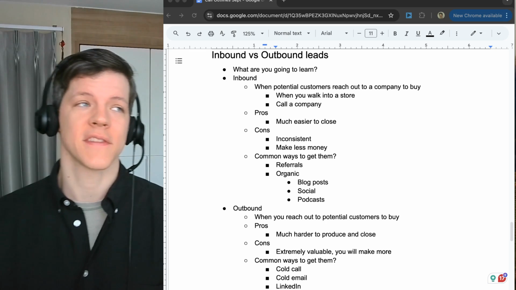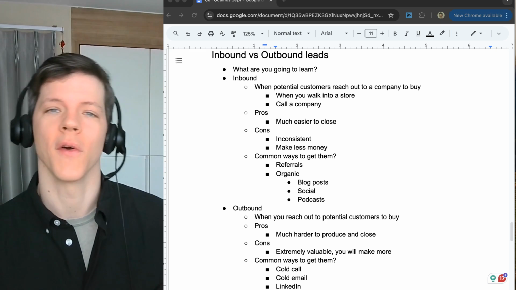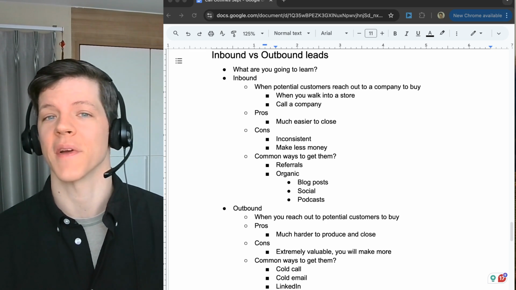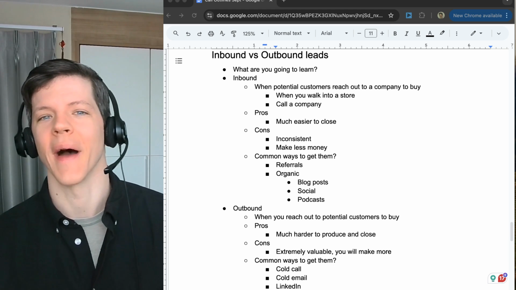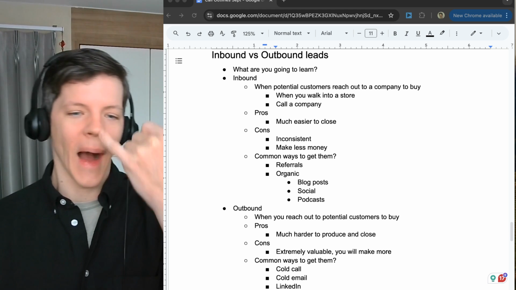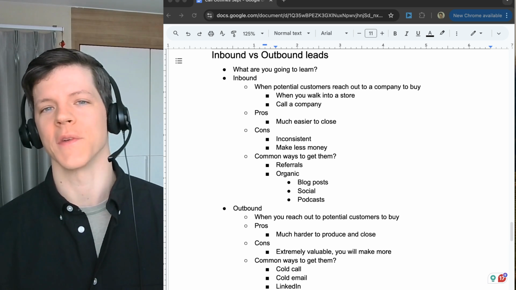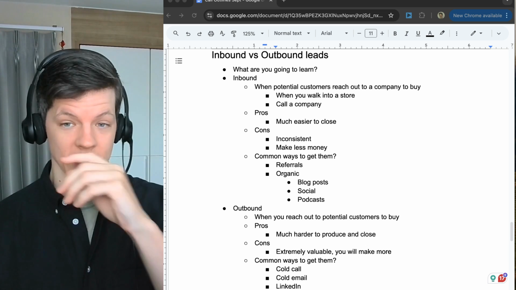Now, let's take this from the perspective of a salesperson. Obviously, the pro of an inbound lead is they're already interested. They walked into the shoe store probably because they're interested in buying shoes at some point, right? Which means that they are much more likely to close. They're much easier to close than an outbound lead, which we'll get into in a second here.